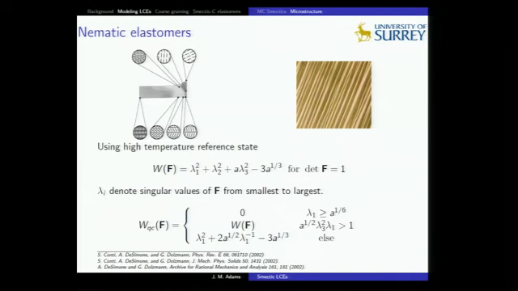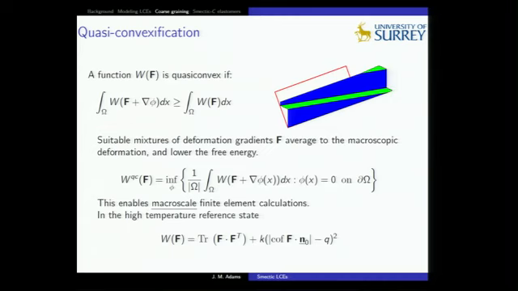So the trick there is to go to the high temperature state. This is one way to write the high temperature state in terms of these singular values of the deformation tensor F and the spontaneous distortion, so this value A that we saw earlier. And you can calculate the quasi-convex energy, which has various microstructures associated with it. So can we do a similar thing for the smectic phase?